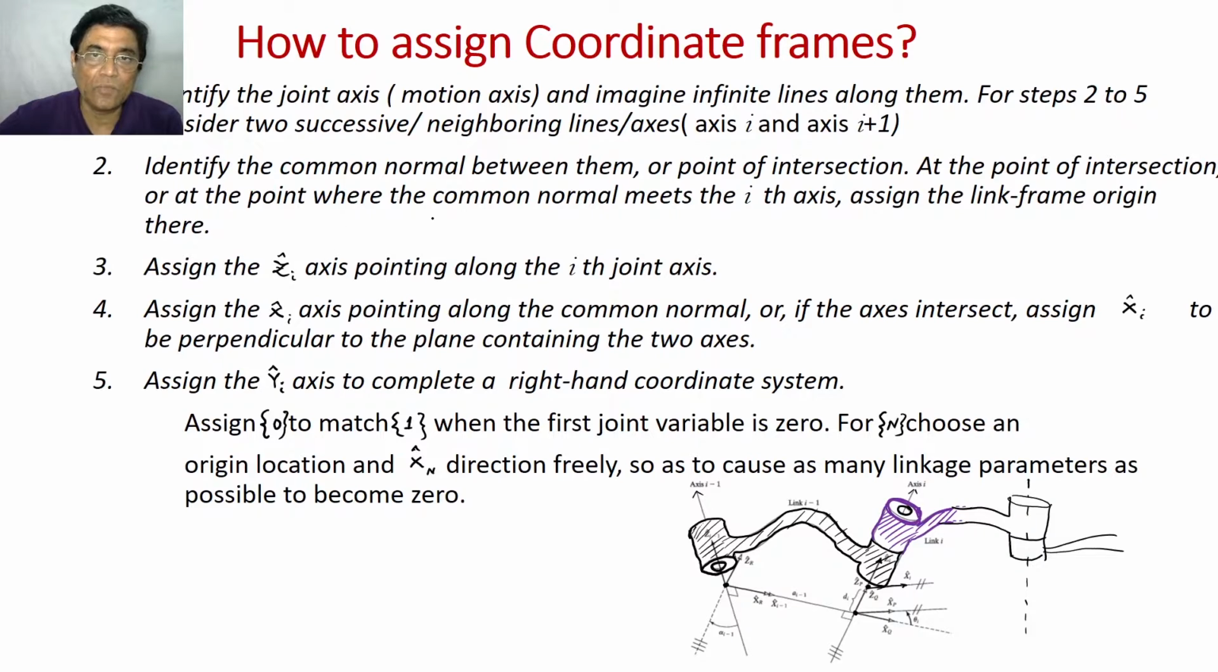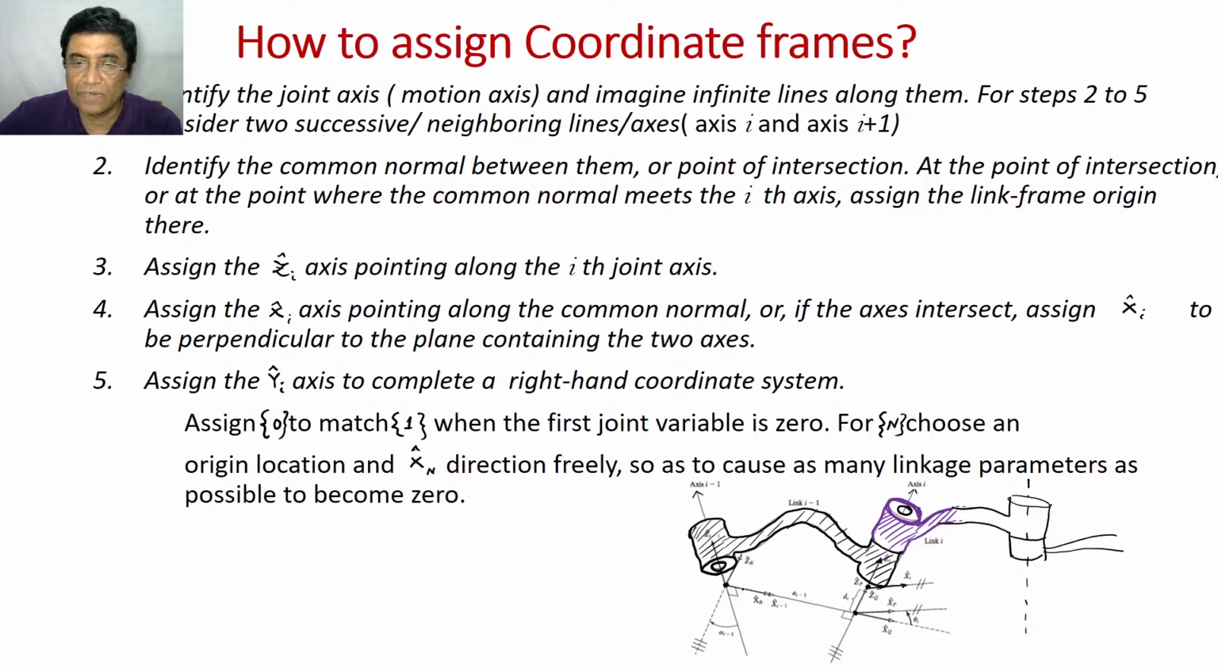First of all, your objective is to identify the joint axis, draw the axis, and then identify the common normal between two adjacent joint z axes. For example, for I minus 1, what will be the common normal? If they are intersecting, then the common normal length will be 0. If they are not intersecting, there will be one unique common normal. If the two joint axes zi and zi minus 1 are parallel, then of course there will be infinitely many common normals, and you can take any one.